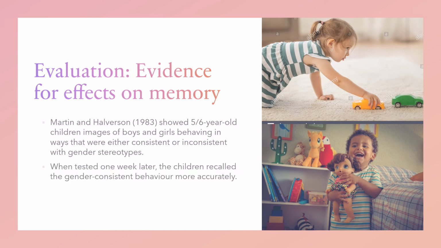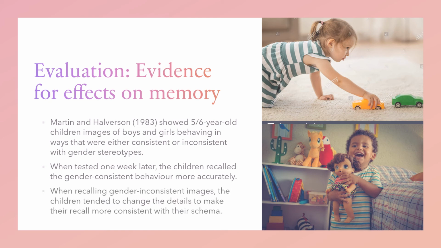And when they were tested 1 week later for their memory recall, the children recalled the gender consistent behaviour much more accurately than the gender inconsistent behaviour. When recalling the gender inconsistent images, the children tended to change the details to make their recall more consistent with their schema. So if they remembered the doll, then they would assume that it was a girl playing with the doll. If they saw a car, they would assume that it was a boy playing with a car.